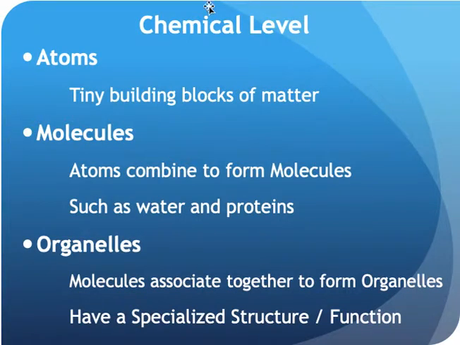At the chemical level, we have atoms, which are the tiny building blocks of matter. We have molecules, which is when my atoms combine to form molecules. So again, a bunch of atoms are going to make a molecule. This would be water, proteins. The next one is organelles, and this is when my molecules associate together to form organelles. We're going to look at organelles a lot in the cell chapter, but they have a specialized structure and a specialized function. So again, I'm taking the smallest one, putting a bunch together, getting the next one, putting a bunch of those together, and getting the next one.